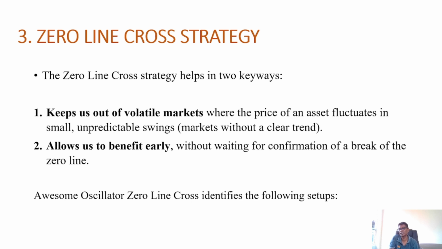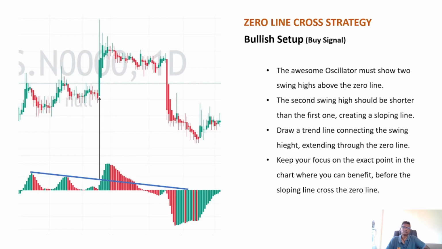Now I am taking the third strategy of the Awesome Oscillator, the zero line cross strategy. The zero line cross strategy helps us in two ways. One, it keeps us out of a volatile market, where the price of an asset fluctuates in small unpredictable swings, meaning a market without clear trend. Two, it allows us to benefit early without waiting for confirmation of a break of the zero line. The Awesome Oscillator zero line cross identifies the following steps.